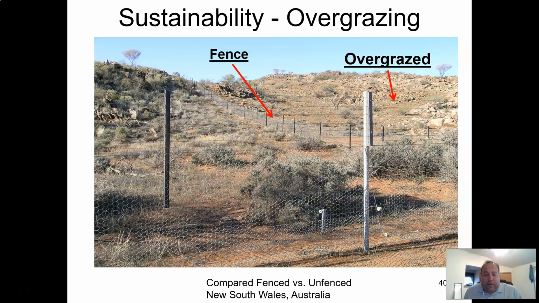So here's a picture from New South Wales, Australia, where they did a study, and you can see the difference between the fenced-in area versus the unfenced area, and how much browse is available for these animals in the fenced-in area versus the overgrazed areas outside of the fence.